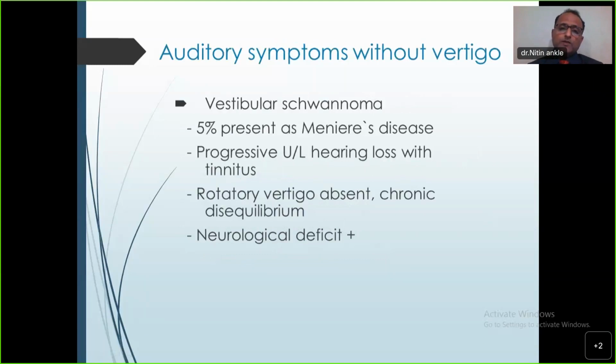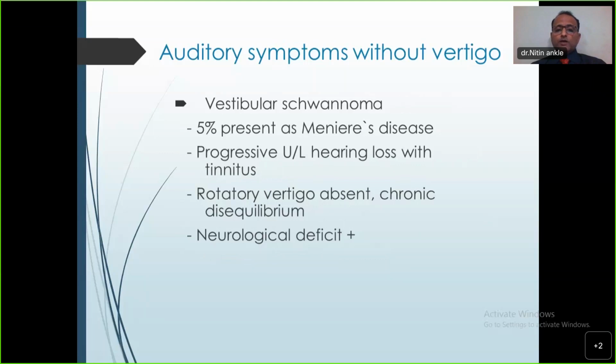Then coming to auditory symptoms without vertigo, this is the next set of diseases, wherein there will be only auditory symptoms, but no vertigo. Here we have to think about vestibular schwannoma. 5% of vestibular schwannomas, we should remember, present as Meniere's disease. There will be progressive unilateral hearing loss with tinnitus. Particularly, we have to think about cochlear hydrops, which might confuse us with vestibular schwannoma.